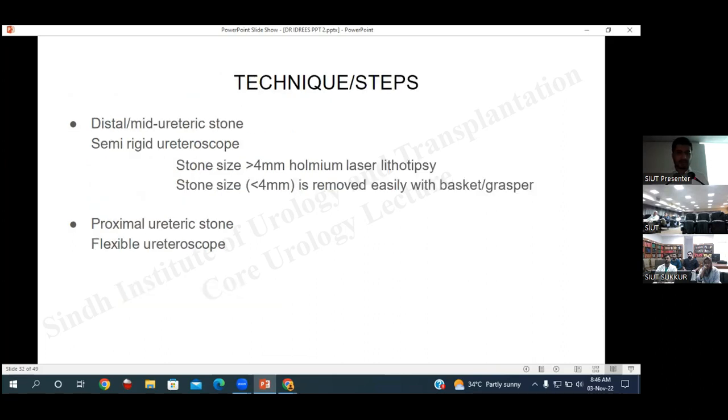And the techniques in the steps. For distal and mid-ureteric stone, a semi-rigid ureteroscope is used. If the stone size is greater than 4 mm, holmium laser lithotripsy is used. If the stone size is less than 4 mm, the stone is easily removed with a basket or grasper. For proximal ureteric stone, a flexible ureteroscope is used.